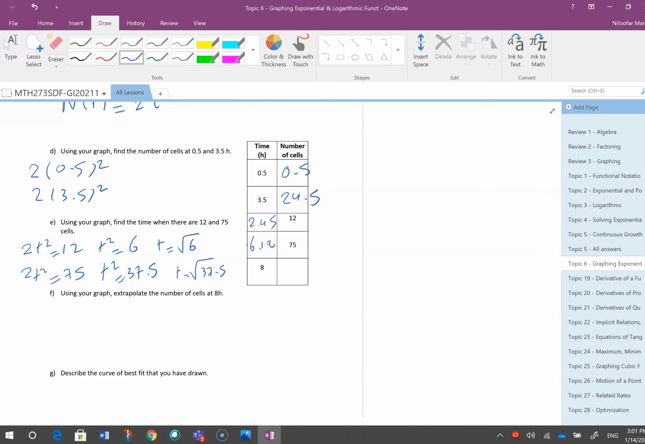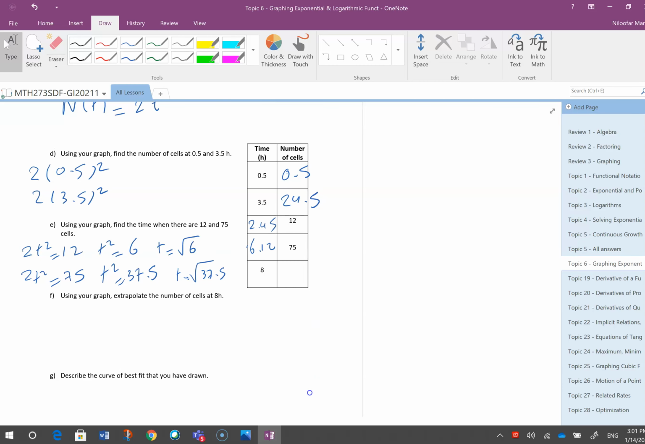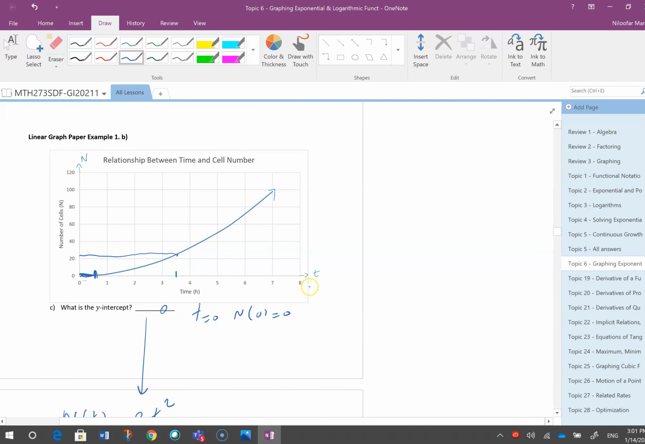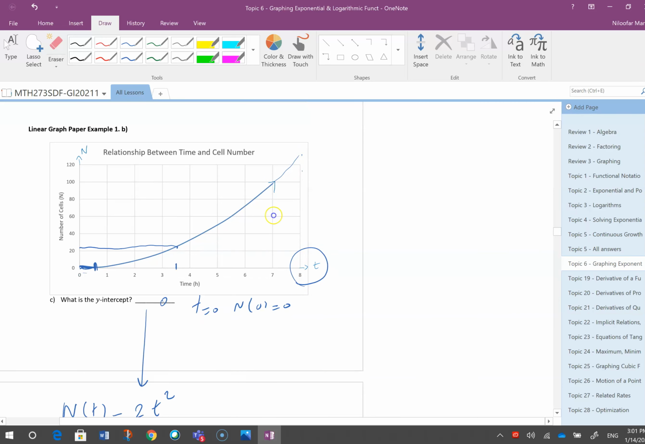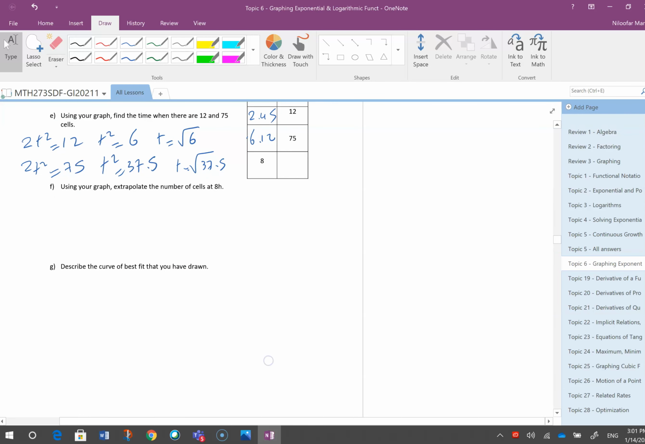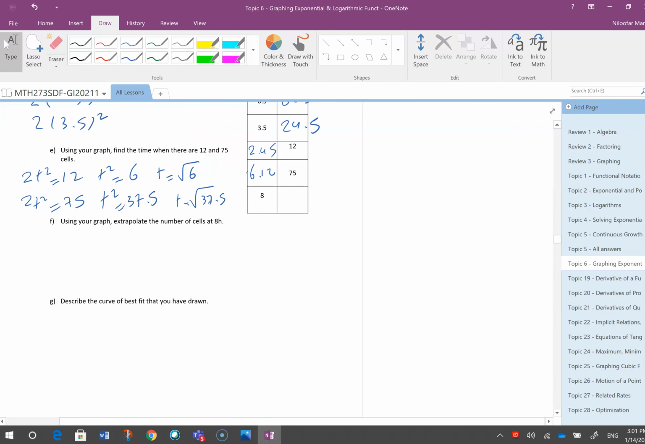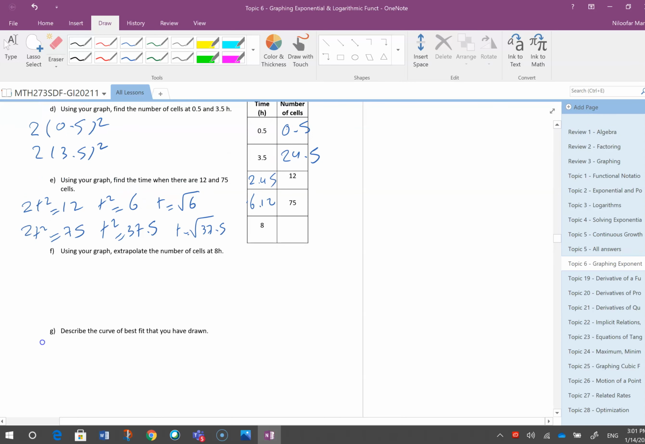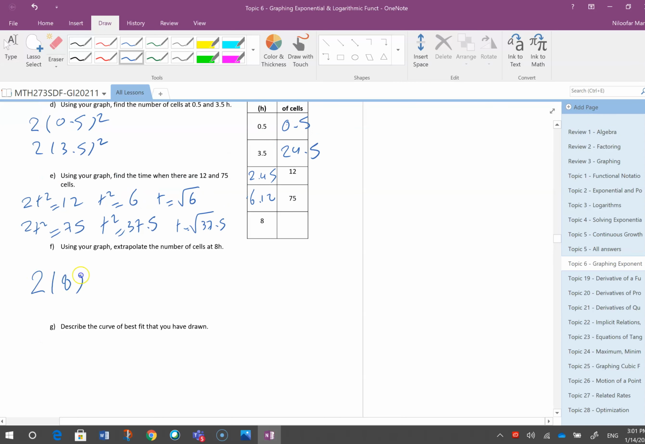Okay, using your graph, extrapolate the number of cells at 8 hours. So you go to your graph and see, oh, I want the answer for 8. I have to continue to see what's going on for 8. That's also not easy. But I like to use my calculator and my equation. So it is 2 times 8 squared, which is 2 times 64, which is 128. Yes, 128 is the number of cells.